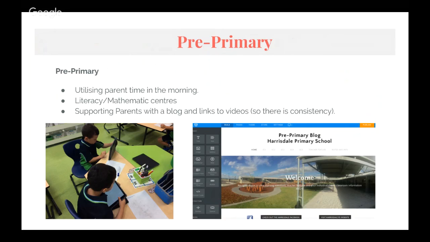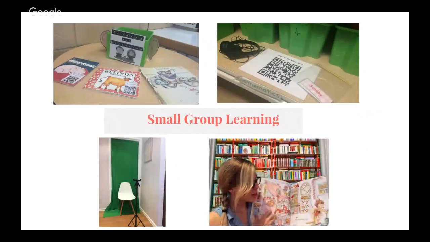So basically they would, for instance, scan a QR code and link through to the sight words they were focusing on. And they were all at different levels. Again, some of them were pre-readers, unable to read at that point. Some were whizzing through and quite capable with reading. So even at that young age, we were able to cater for those differences in their learning styles and also where they were at. So that's just an example of some small group learning.